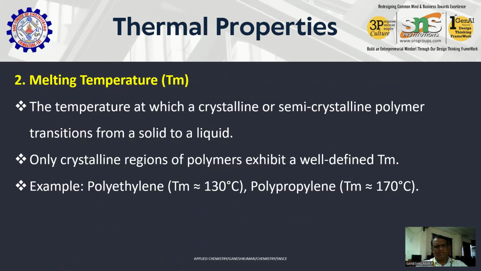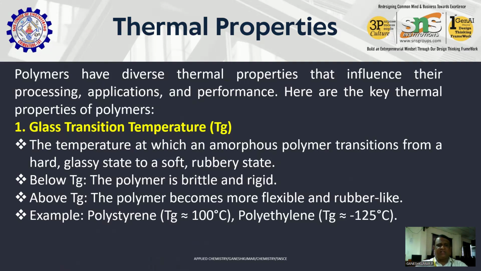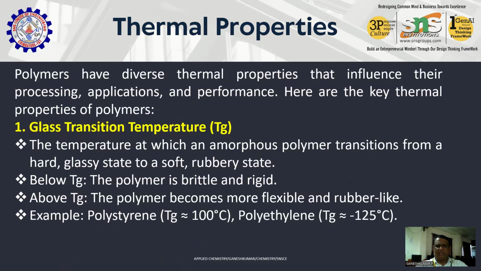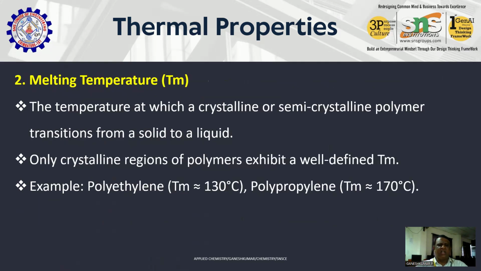Tm is the melting temperature at which a crystalline or semi-crystalline polymer transitions from a solid to a liquid state. It's nothing but melting. Glass transition means the glassy state to rubbery state; the word itself indicates it. And melting means the solid automatically converts into a liquid state. It's very simple. Polypropylene is approximately 170 degrees as an example, and polyethylene 130 degrees Celsius. Polyethylene, you see here, 125 degrees Celsius as Tg, and just a 5 degree difference, at 130 it becomes Tm.